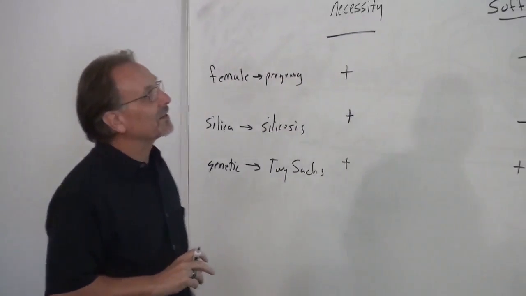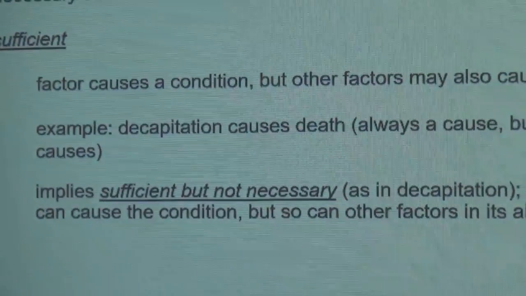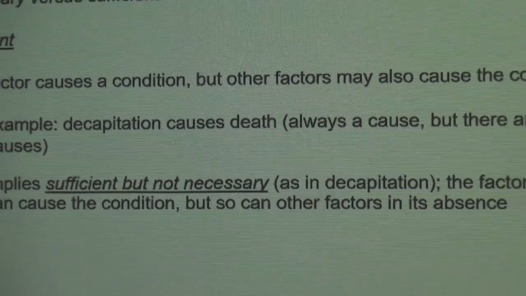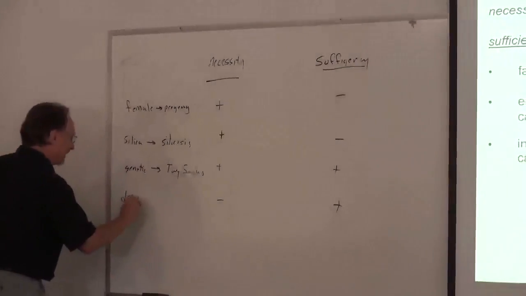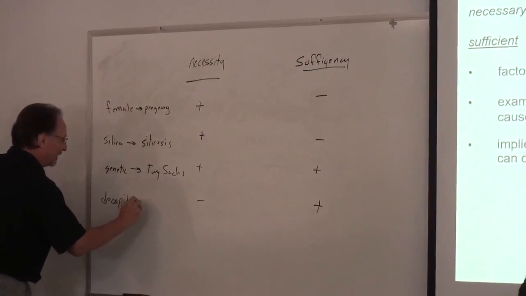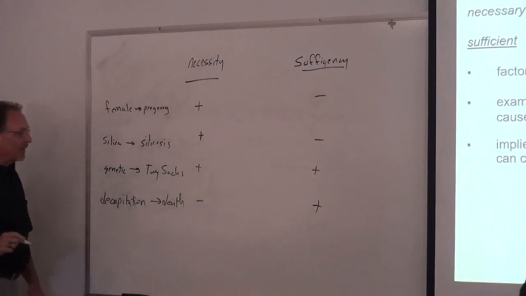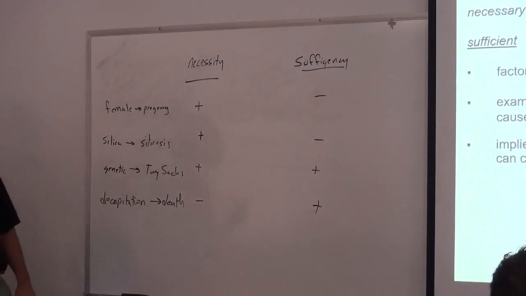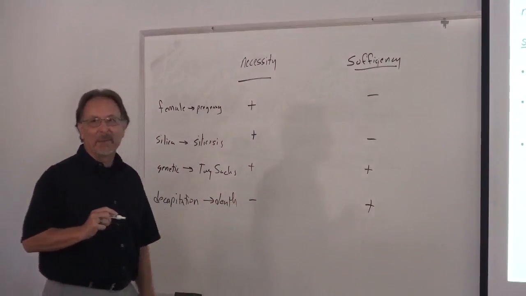Sufficient but not necessary is when you have the condition, but other factors can also cause it. So it's sufficient, but it's not necessary. And my favorite example there is decapitation. Decapitation and death. Decapitation will always cause death, but there are other things that can cause death other than decapitation. So that means that it's sufficient, but it's not necessary.